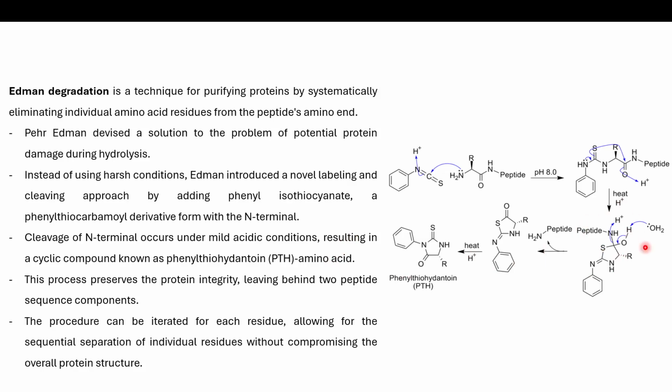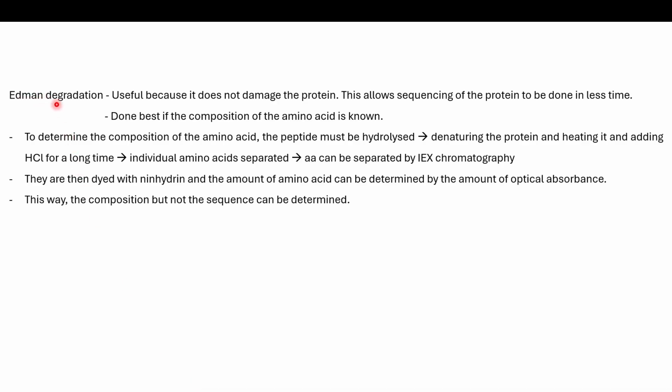Like eventually after the cyclic compound is formed, this process actually preserves the protein integrity, leaving behind two peptide sequence components. The procedure can be iterated for each residue, allowing for the sequential separation of individual residues without compromising the overall protein structure. So Edman degradation is useful because it does not really damage the protein. It allows sequencing of proteins to be done in lesser amount of time, and definitely Edman degradation can be done best if the composition of the amino acid is known.